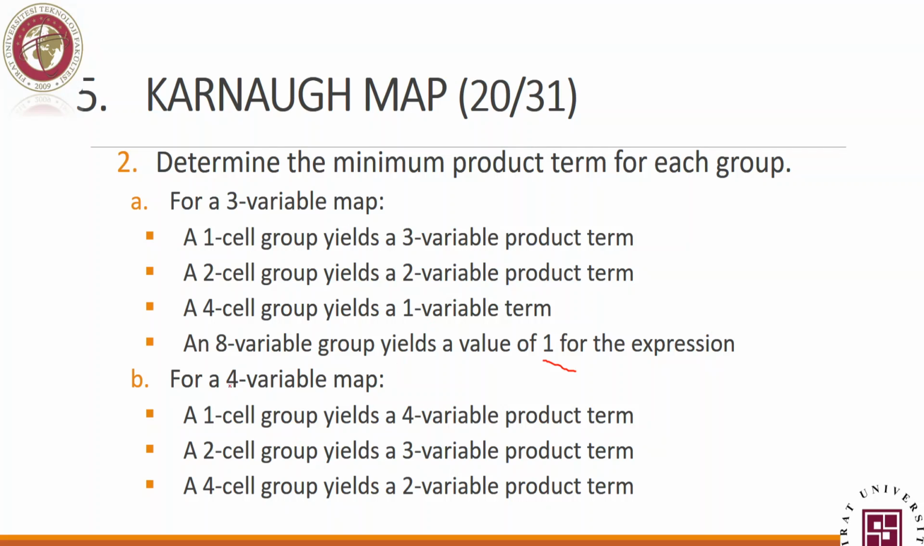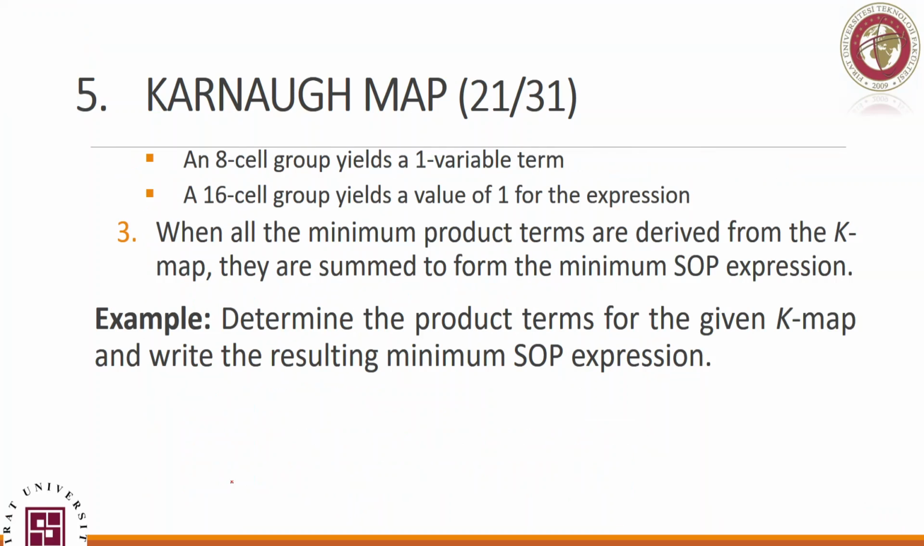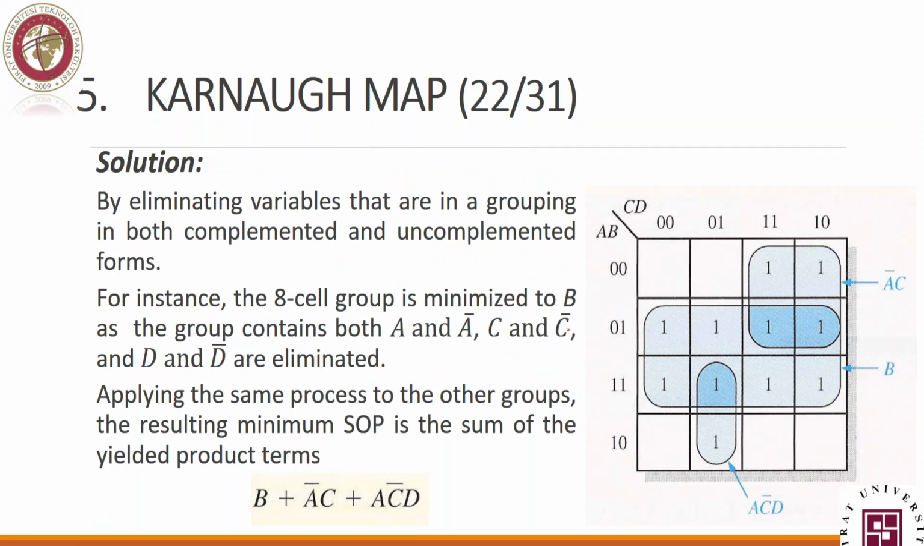And the same goes for 4 variables. If you have 1 cell, you will have 4. If you have 2, you will have 3. If you have 4, you will have 2. If you have 8, you will have 1. If you have all cells, you will have not a variable, but the value of 1 as a value. Okay? Let's take an example.